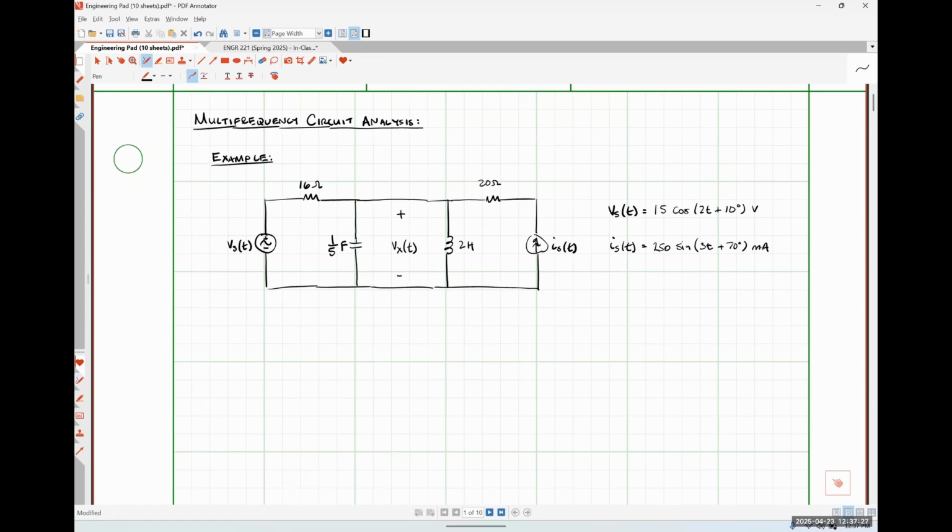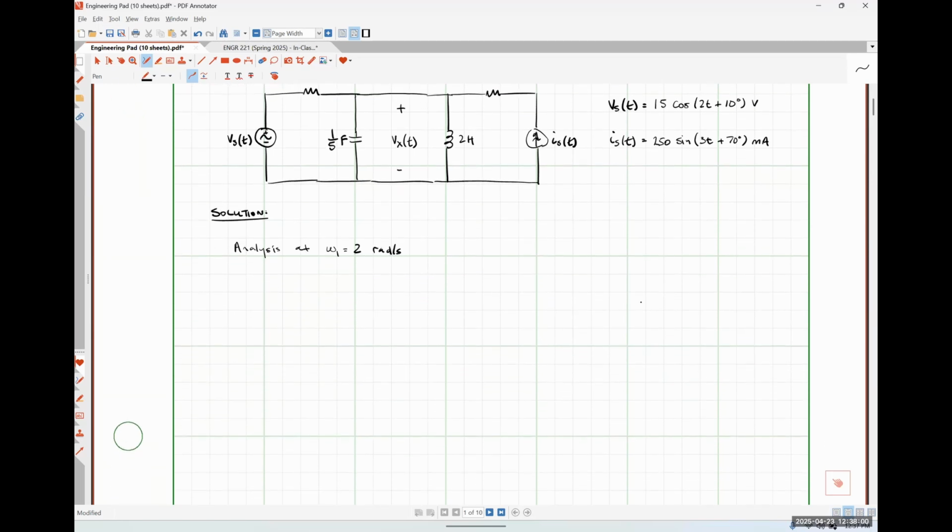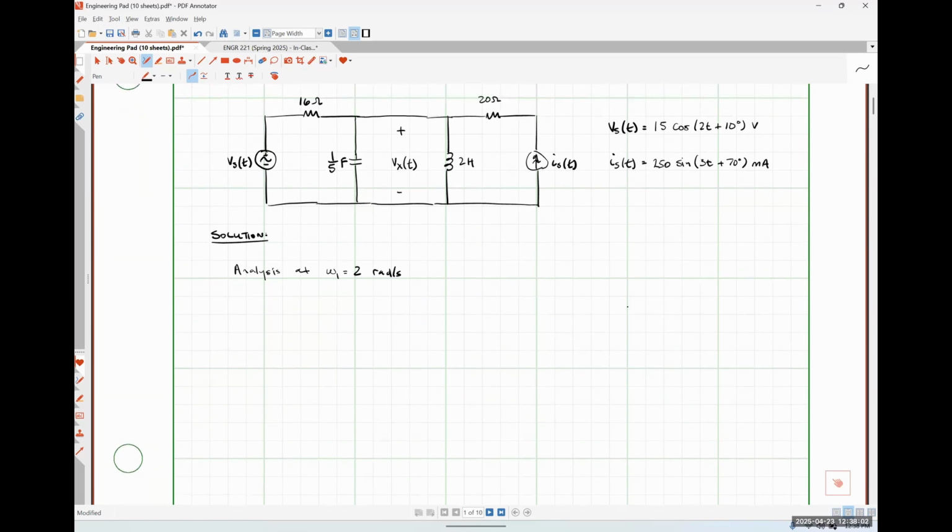So if we're trying to find Vx of t, let me just put solution here, all right? We would need to analyze this circuit twice because we have two different excitation frequencies to deal with, okay? So let's start with our analysis at what I'm going to call omega 1 is equal to 2 radians per second, okay? So this is our case where our voltage source is on and our current source is off.